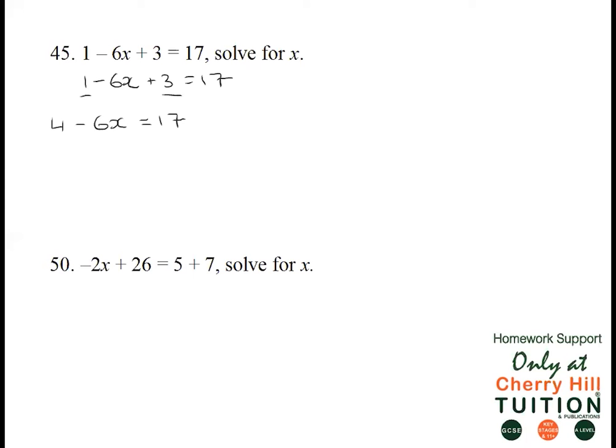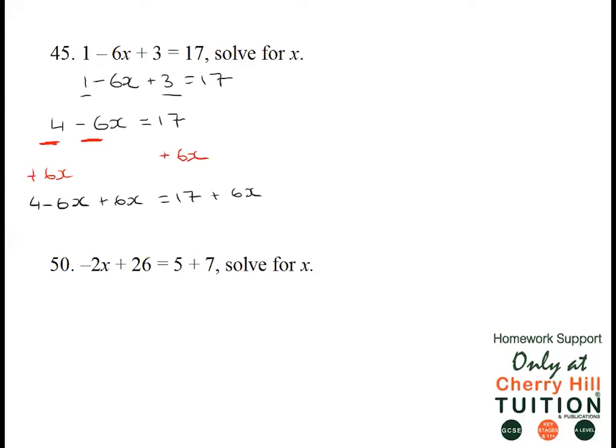Now, what is stopping the x from being on its own? It is the minus 6 and the 4. So we need to eliminate these. Let's start off by adding 6x to both sides. This leaves us with 4 minus 6x plus 6x is equal to 17 plus 6x.